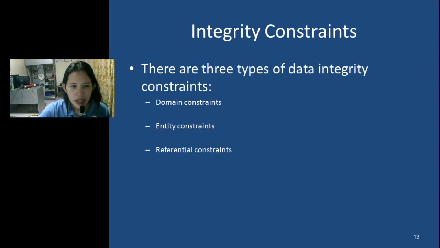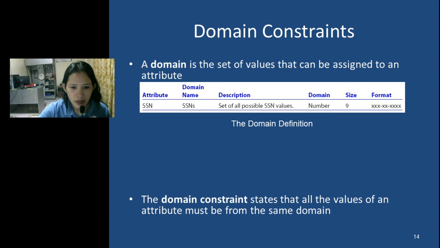Integrity constraints. There are three types of data integrity constraints: the domain constraints, the entity constraints, and the referential constraints. Let's talk about the first, which is the domain constraints. A domain is the set of values that can be assigned to an attribute. For example, if you have the attribute SSN, its domain name is SSNs. The description is that it is the set of all possible SSN values. The domain is the number, and it has the size of 9, and the format is shown in the slide.